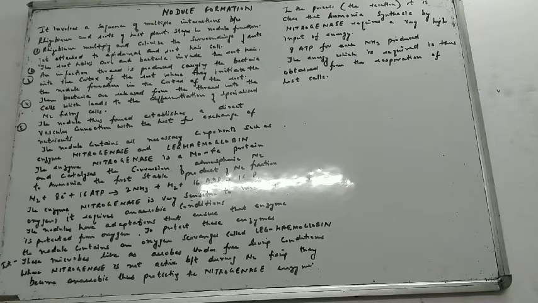The energy required is obtained from the respiration of the host cells. Where do these 16 ATP come from? Where does this energy come from? It comes from the respiration of the host cells. So this is all about nodule formation between rhizobium and the roots of the host plant.